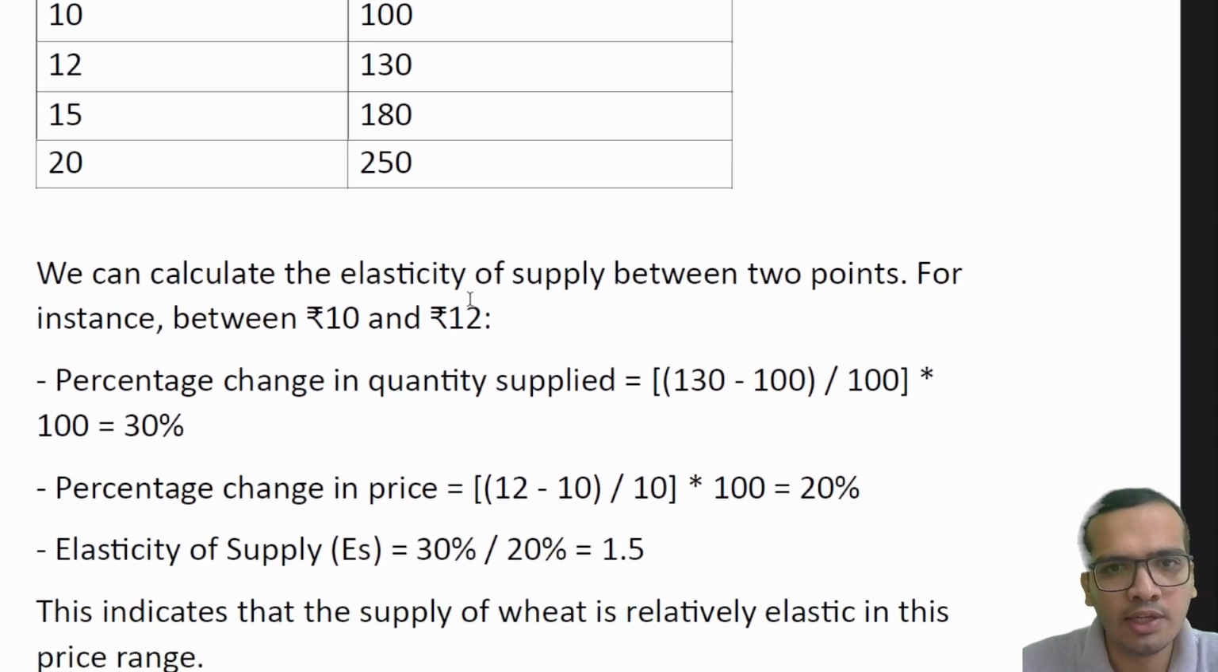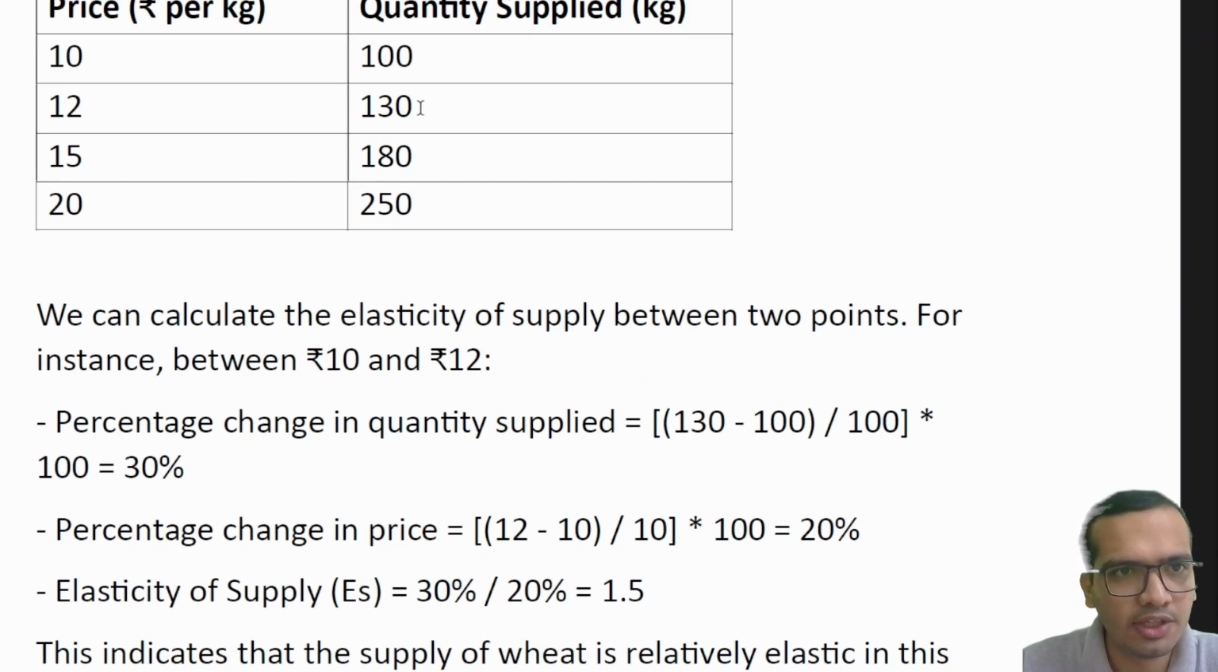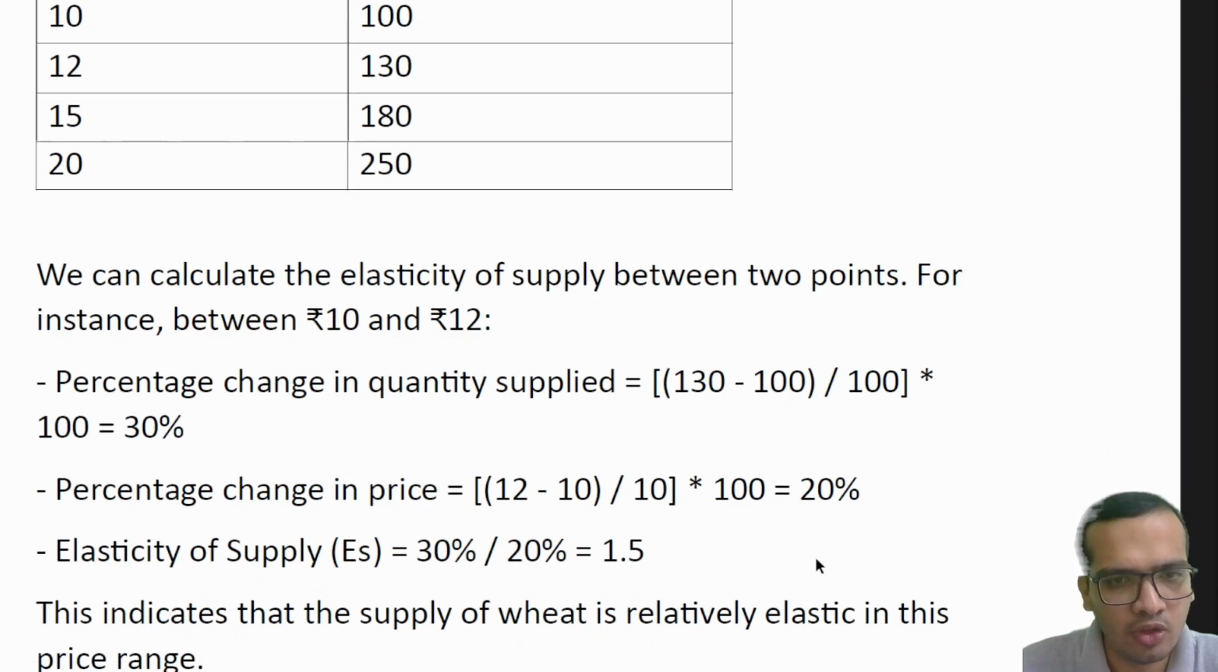So we can calculate the elasticity of supply between 2 points. For instance, for the first condition from 10 to 12, percent change in quantity supplied equals 130 minus 100 divided by 100, the base, that is 30%, and percentage change in price is 12 minus 10 divided by 10, multiplied by 100 to make it a percentage, it's 20%. So elasticity of supply, ES, equals 30% divided by 20%, it's 1.5.